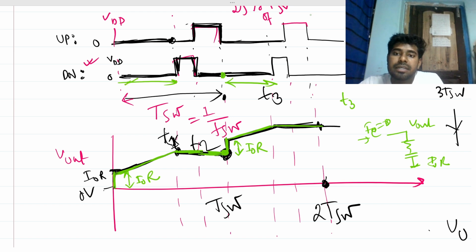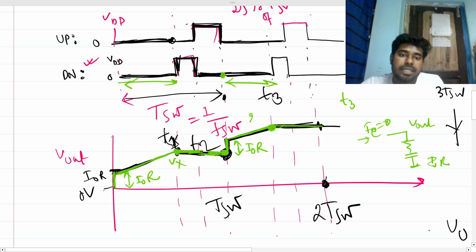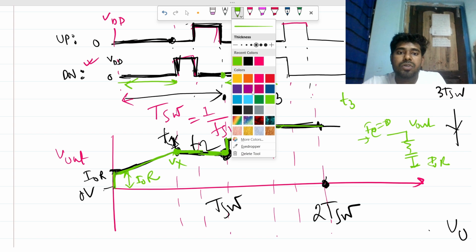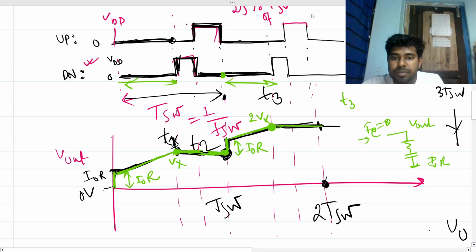So this voltage will be twice this voltage. Understood? So if this is Vx, it will be 2 Vx. So this is the thing, and the slope will be the same for both cases, because everything is the same. So your slope will be nothing but I naught by C here. The slope will be I naught by C, and here it will be I naught by C. This is the ramp slope.